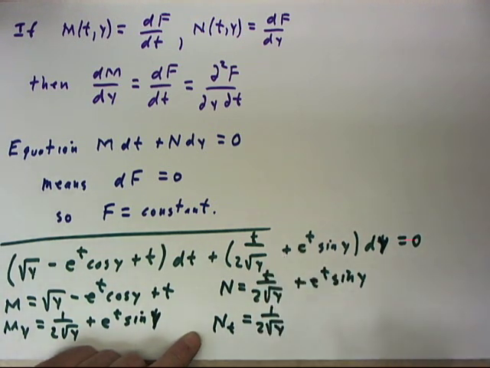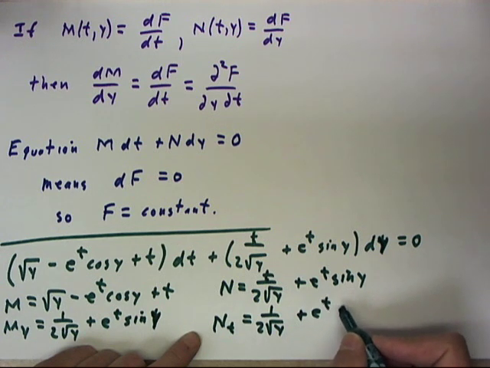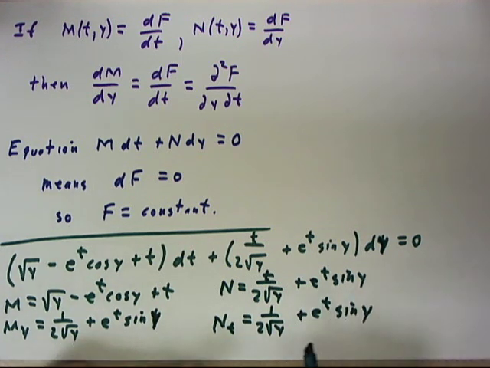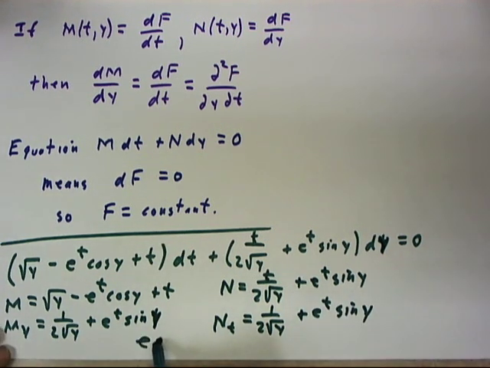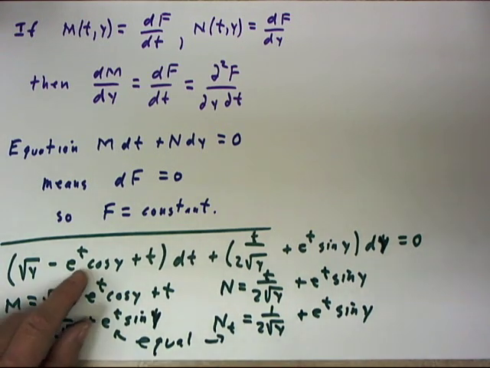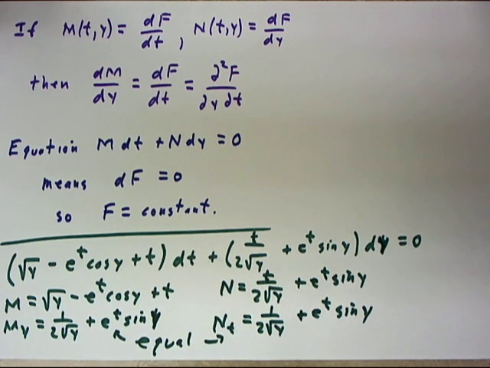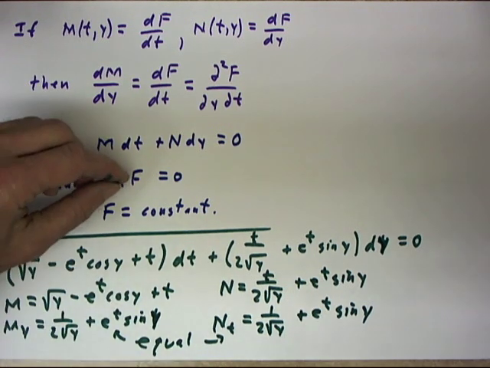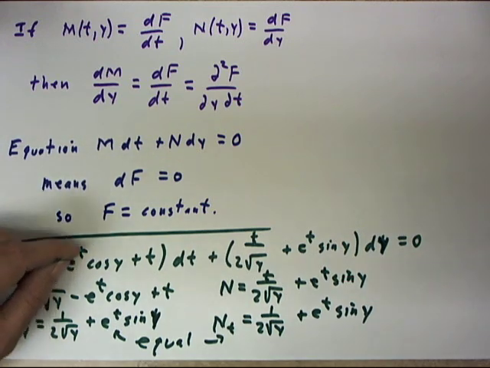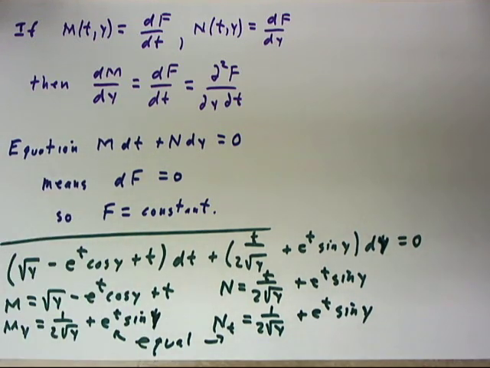The derivative of t is 1. And the derivative of e to the t is e to the t. So this is e to the t sine y. So these things are equal, meaning that this equation came from some mysterious source function f, and if we can just determine what that source function is, we can solve the equation.